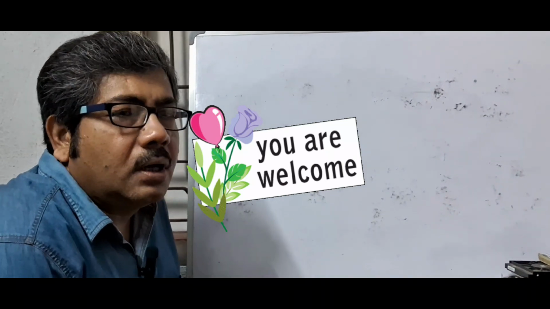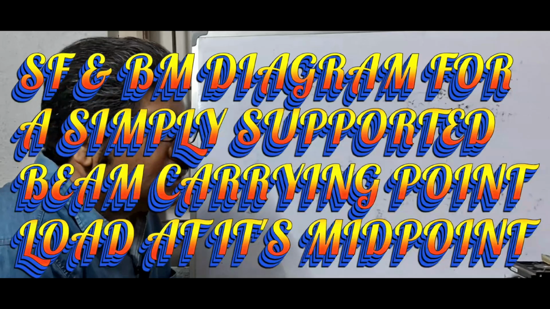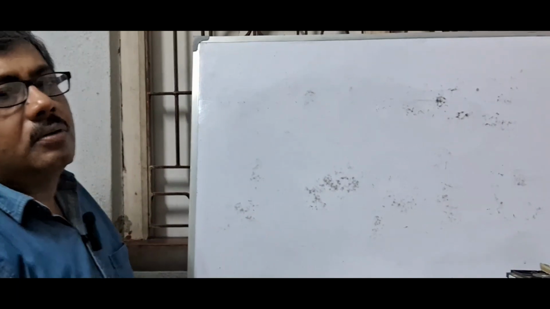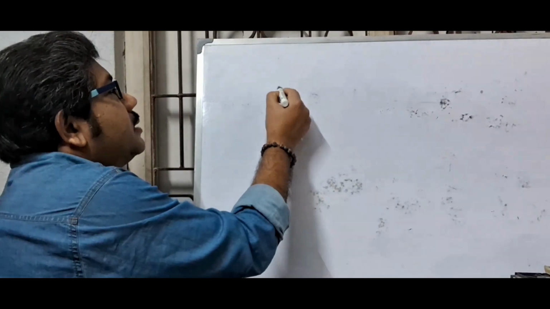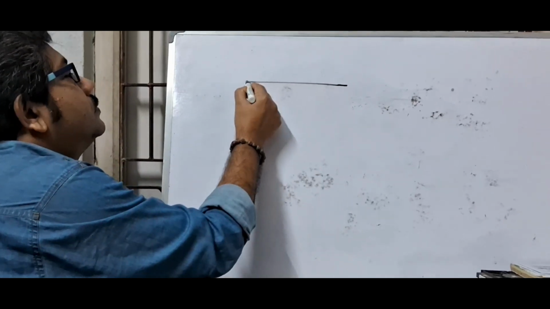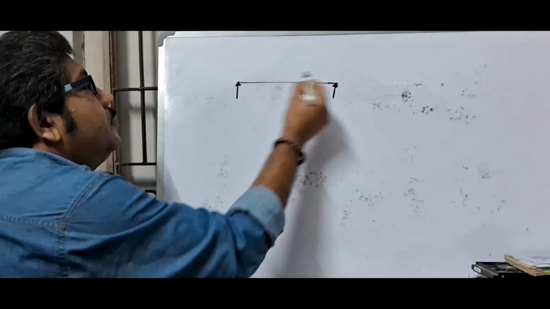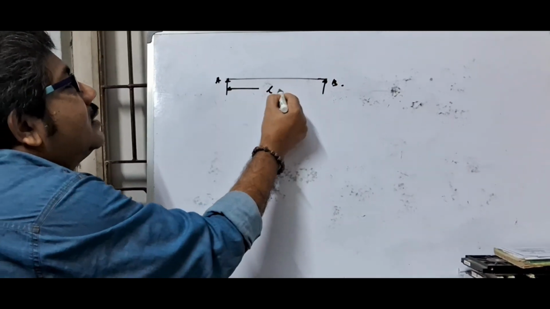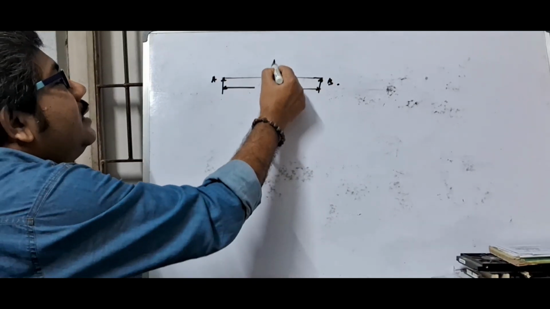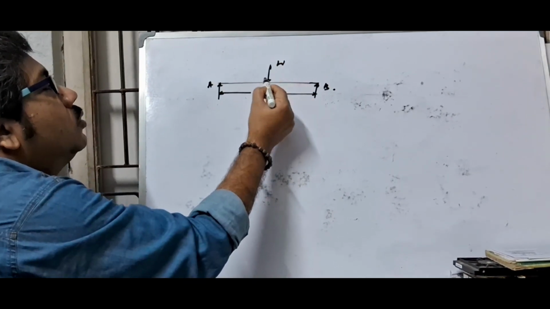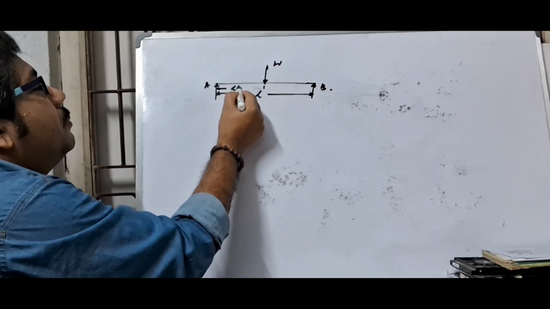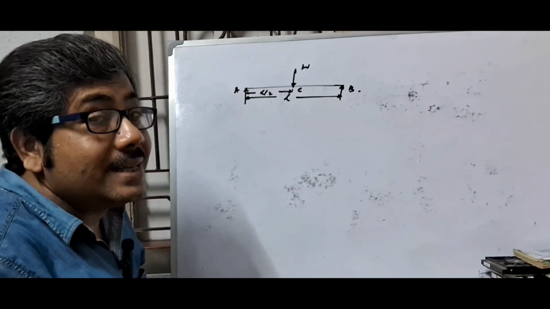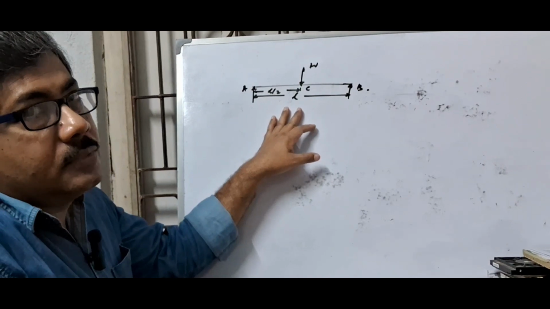Today we will draw a shear force and BM diagram for a simply supported beam. First of all, a simply supported beam AB of length L carrying a point load W at its midpoint. So here this is L by 2. We have to calculate a shear force and BM diagram for this problem.